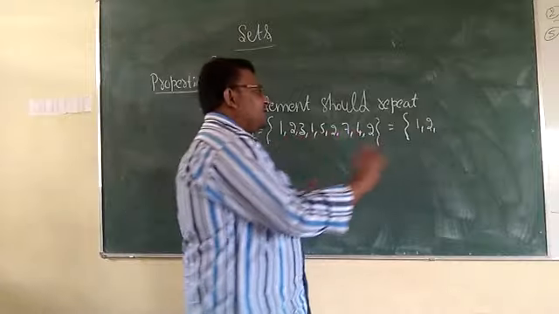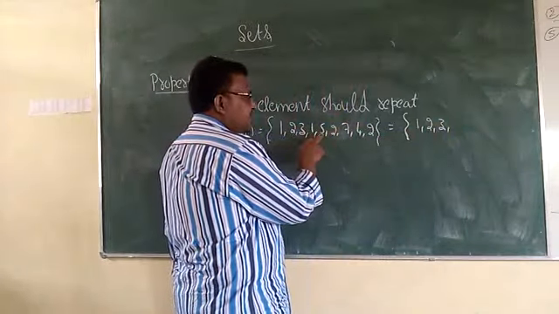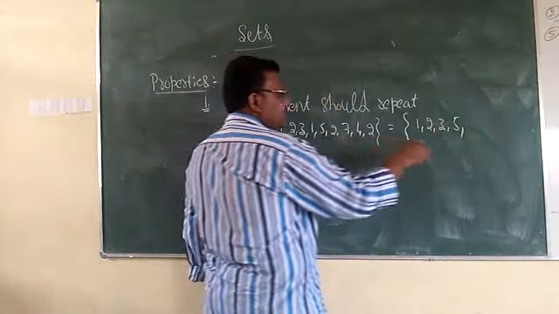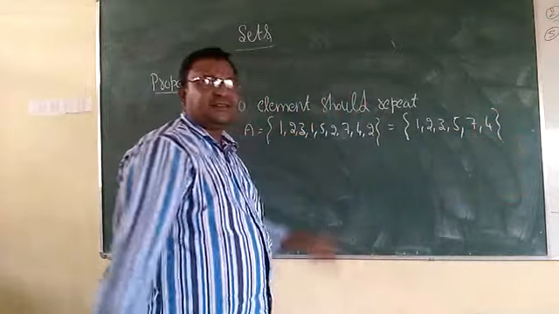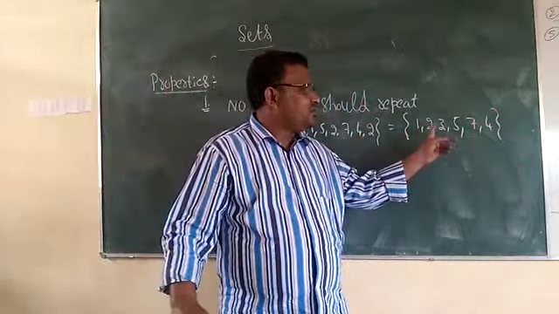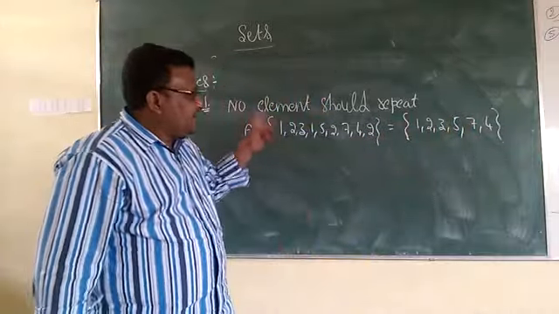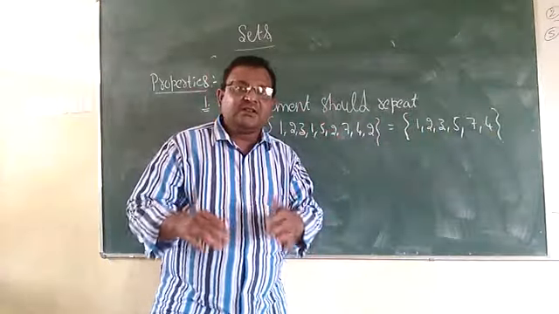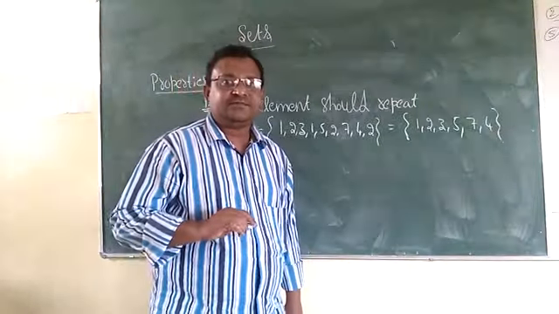3 is not repeating, so take it as it is. Next 5 is not repeating, take it as it is; 7 not repeating; 4 not repeating. Now what are the elements in set A? 1, 2, 3, 5, 7, 4. That's all. We need not take 1, 2, 3, 1, 5, 2, 7, 4, 2 again. So if any element is repeating, we take it into count once only.